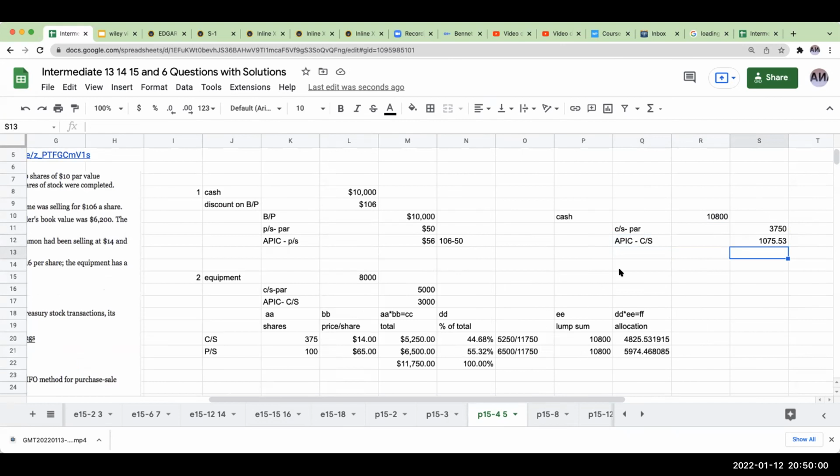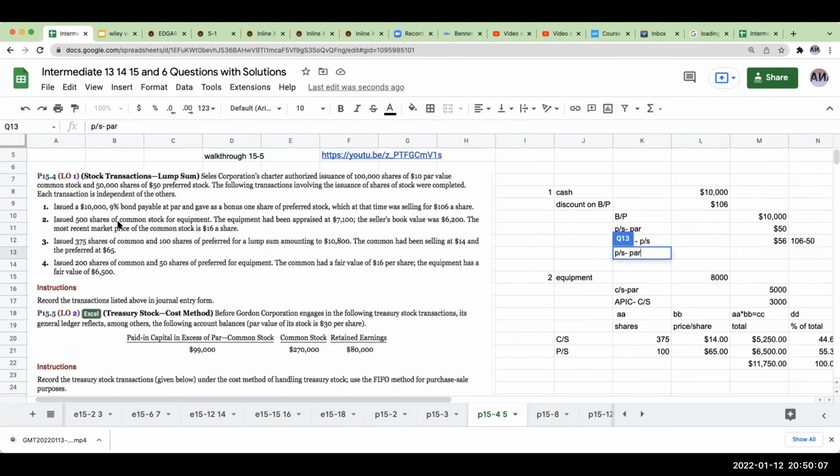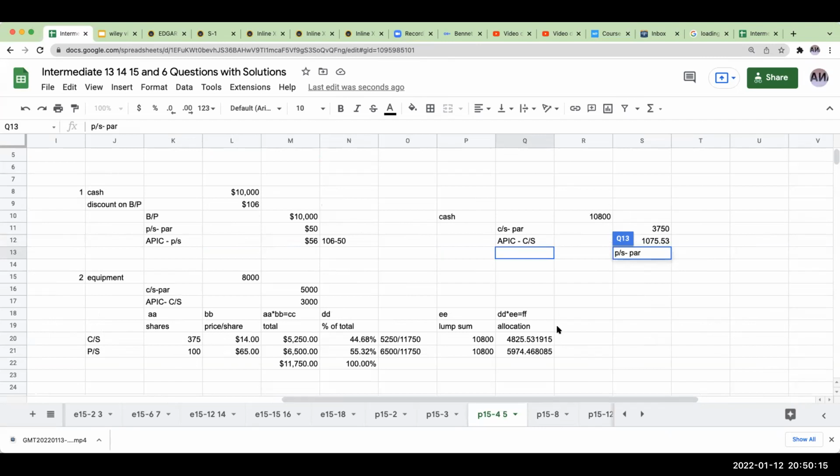Okay. So for my next one, preferred stock at par. The preferred stock has a par value of $50. So this is going to be 50 times 100, or 5,000. So the additional paid-in capital preferred stock is going to be 5974, which is the amount that I'm allocating beyond the par value, or approximately 974.